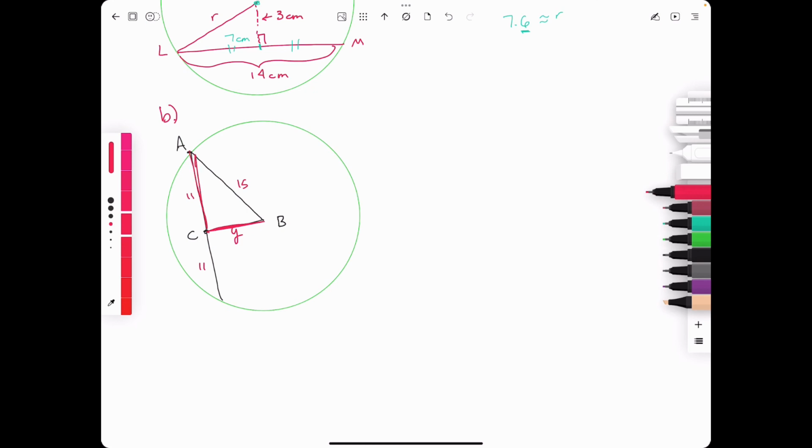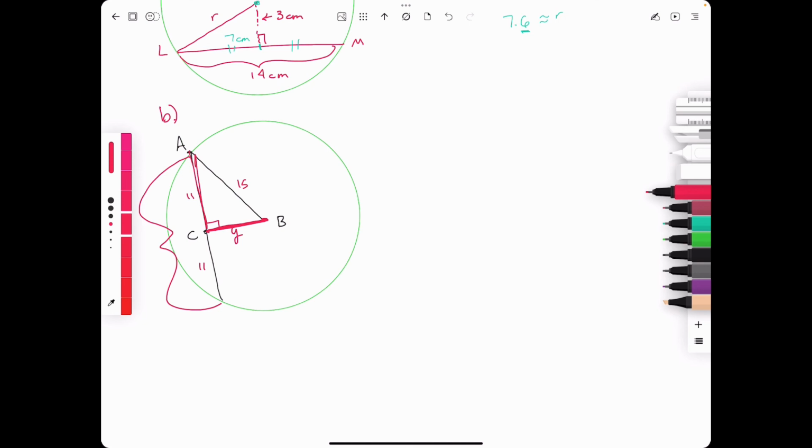How do I know they're perpendicular? It doesn't give me that. Because of the theorem we just learned: this chord has been bisected. If it has been bisected, it had to be bisected by a line that contains the center. And it is a perpendicular bisector then, right? Then you can use the Pythagorean theorem again.